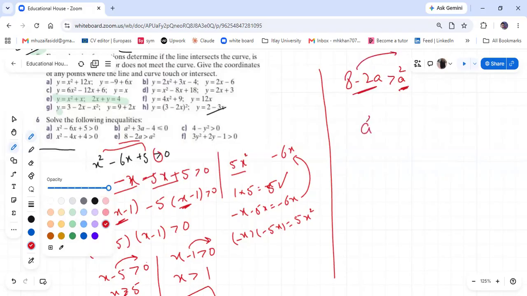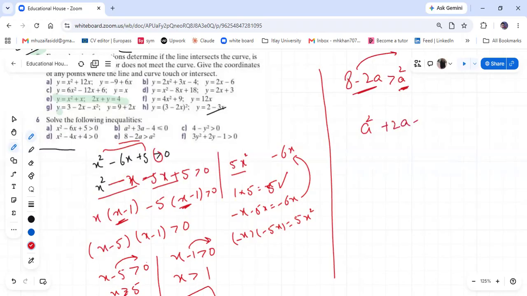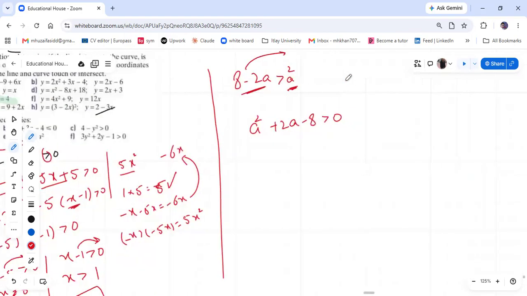So this is the a square, this is the plus 2 of a, this is the minus 8. So this is also greater, this term is also greater than 0. Okay. So at this point, mostly students can be confused or mix them up and rearrange them, and after the rearranging they can reduce this one, but in that manner it is not reduced.